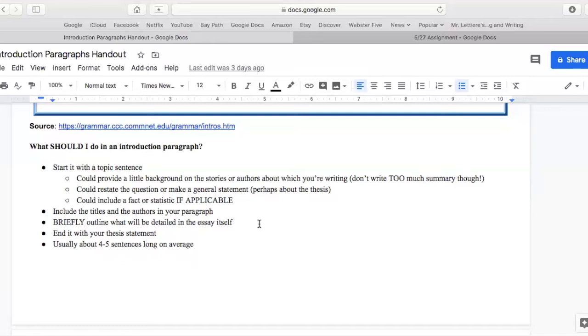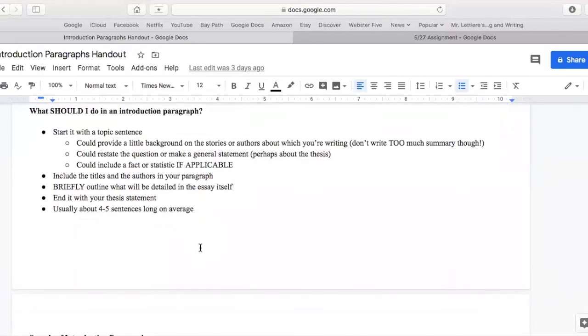You're going to end your introduction paragraph with your thesis statement. We talked about those yesterday, and you should have gotten some feedback and approval on those yesterday as well via email. And usually, the average introduction paragraph is not long. It's usually only about 4 or 5 sentences long on average. So you don't need to be rambling or put 1,000 things in an intro. Save those things for the body paragraphs.